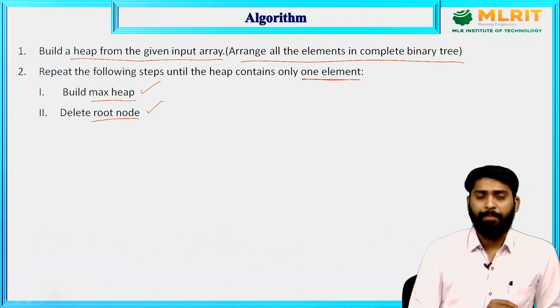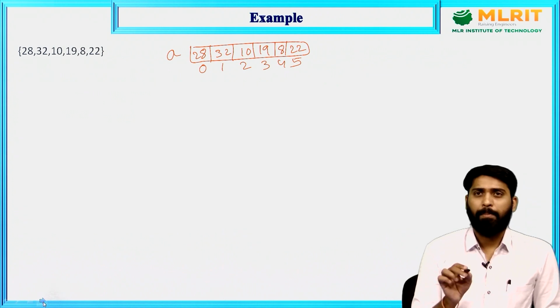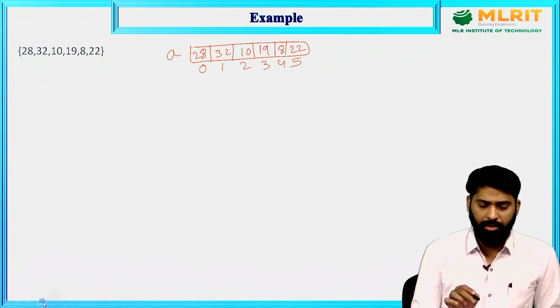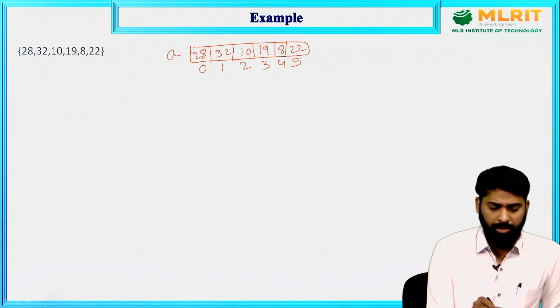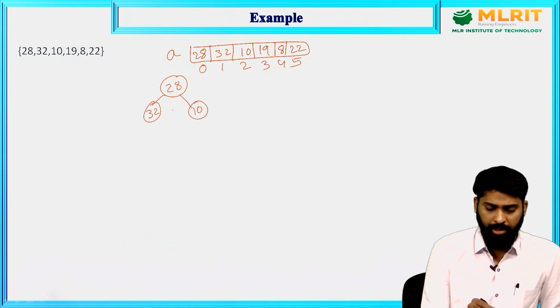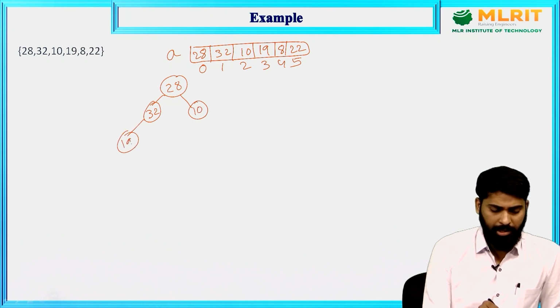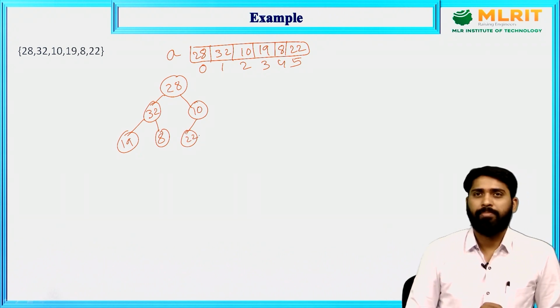Build a heap. That means build a complete binary tree. What is a complete binary tree here? So 28, next one 32, write 10, 19, 8 and 22. So this is the first step. So build heap from given array.